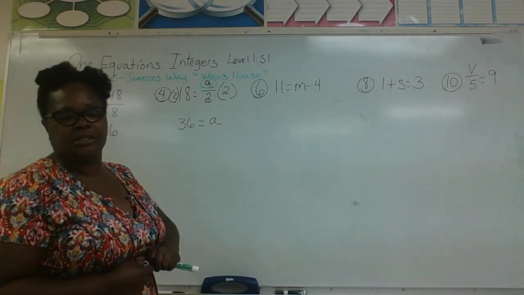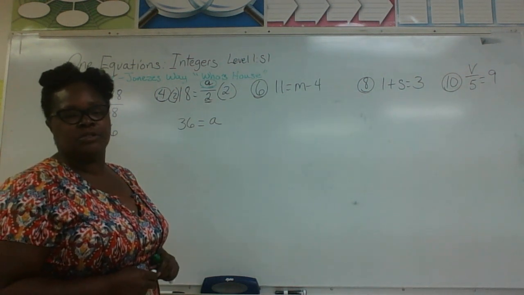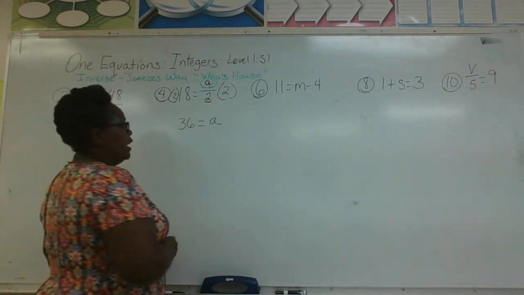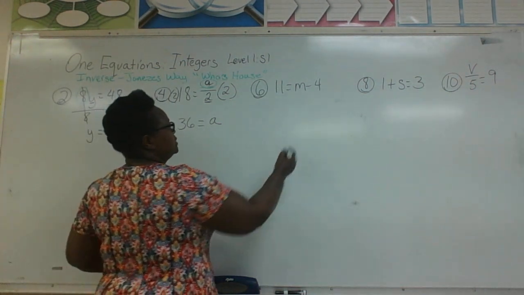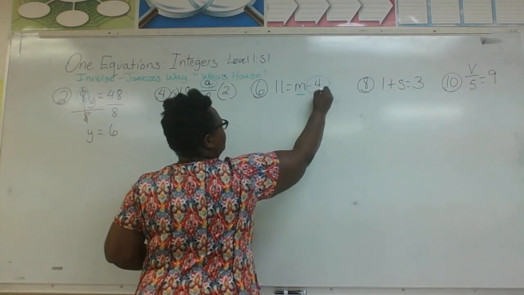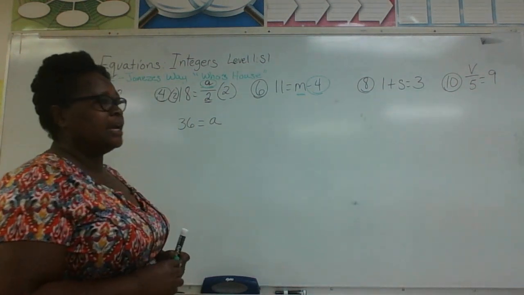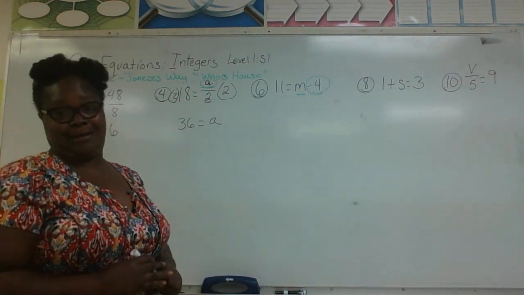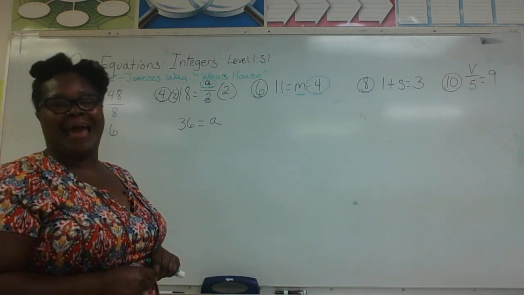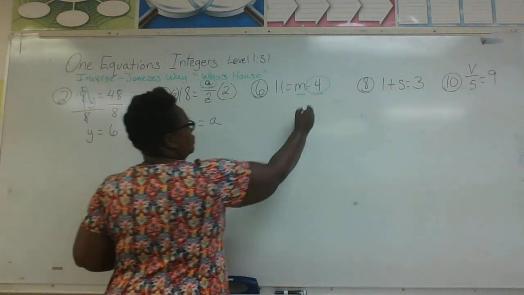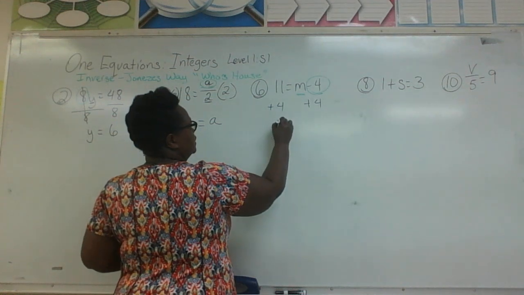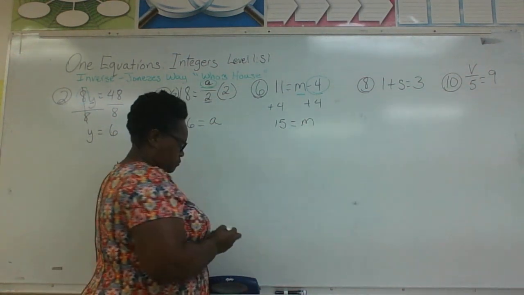Okay, next question is number 6. Number 6 says 11 equals m minus 4. Whose house is it? It's m's house. Who's in m's house? A negative 4 is in m's house. What is the negative 4 doing? It is subtracted in m's house. The inverse of being subtracted is to be added. So we would add 4 to this side and add 4 to this side. And then 15 would be equal to m.